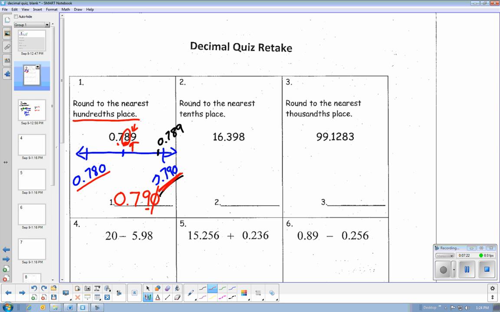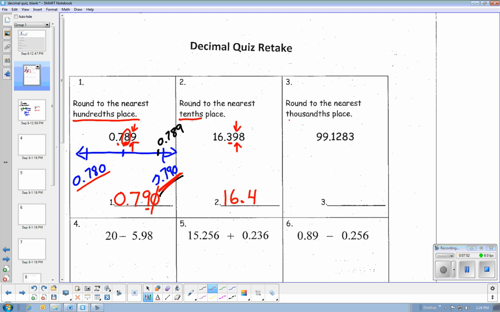Okay, let's take a brief look at number 2 and number 3. We're rounding to the nearest tenths. Here's our tenths position. There's the number next door. If it's 5 or more, we let it go up to the next number, and it is, so 16.4. Sometimes people say if it's 5 or more, let it soar. If it's 4 or less, let it rest. If that helps you, you can memorize that.